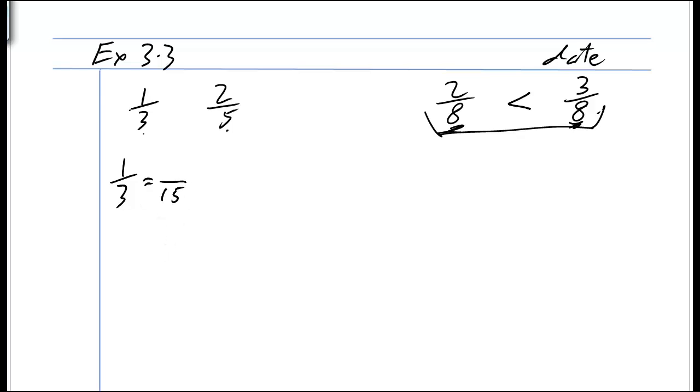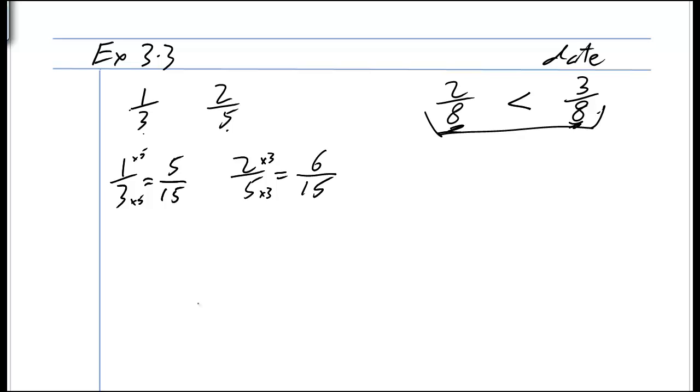Okay, so what have you got to multiply 3 by to give you 15? You've got to multiply 3 by 5. 3 5s are 15. So if you multiply the bottom number by 5, you have to multiply the top number by 5. Okay, so that'll be 1 times 5 is 5 on 15. So 1/3 is the same as 5 on 15. Now, let's look at the other fraction that we're comparing it with. 2/5, let's change that to a fraction with the denominator of 15. So, what have you got to multiply 5 by to give you 15? You've got to multiply that by 3. So you multiply the top number also by 3, and you get 6/15.